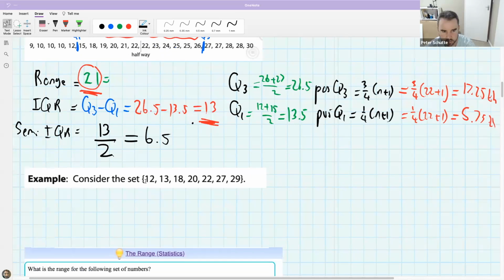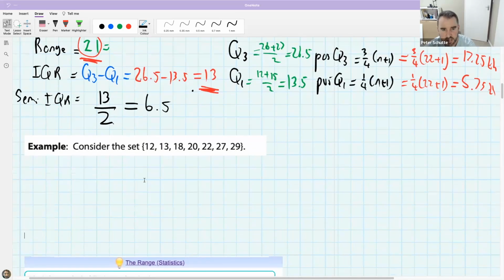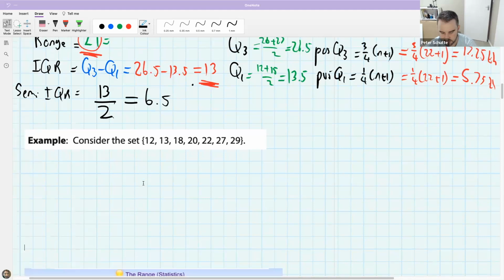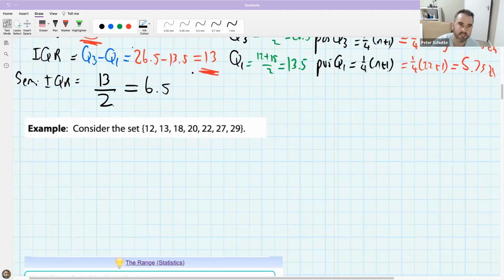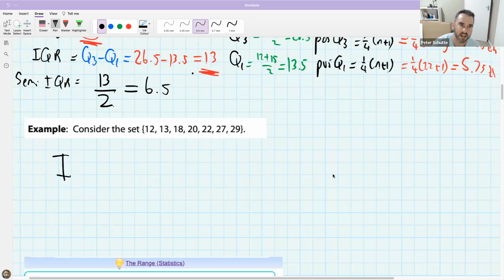So how about we do this one? Here is a set of data. I want you to only find me the interquartile range of the range.